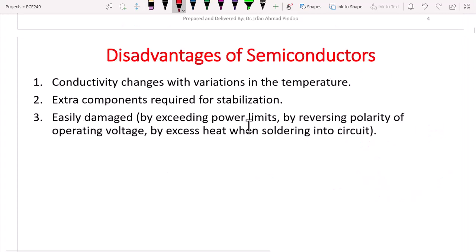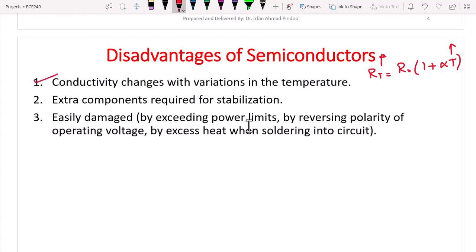Now coming to the disadvantages of semiconductors. The first point is conductivity changes. Like we have seen this behavior in conductors also. If the resistance is changing with respect to temperature, then we use a formula like this, that if temperature changes then the resistance also changes. So that thing is happening in the semiconductors also. So that is one disadvantage.